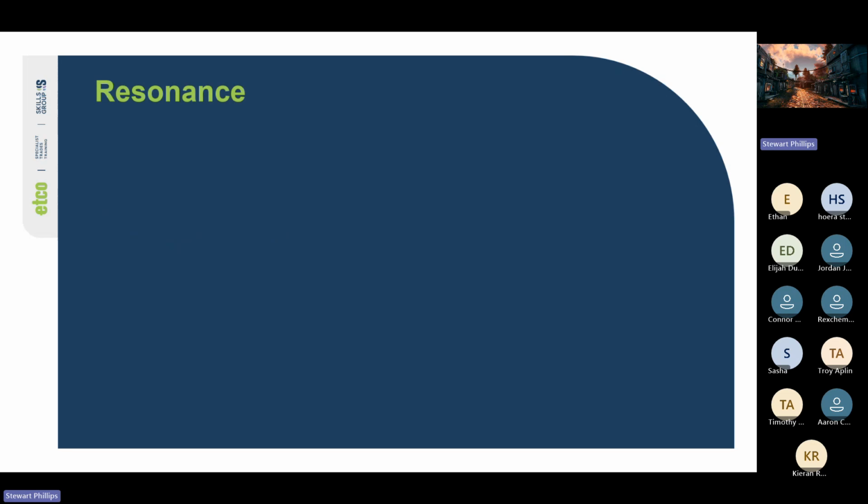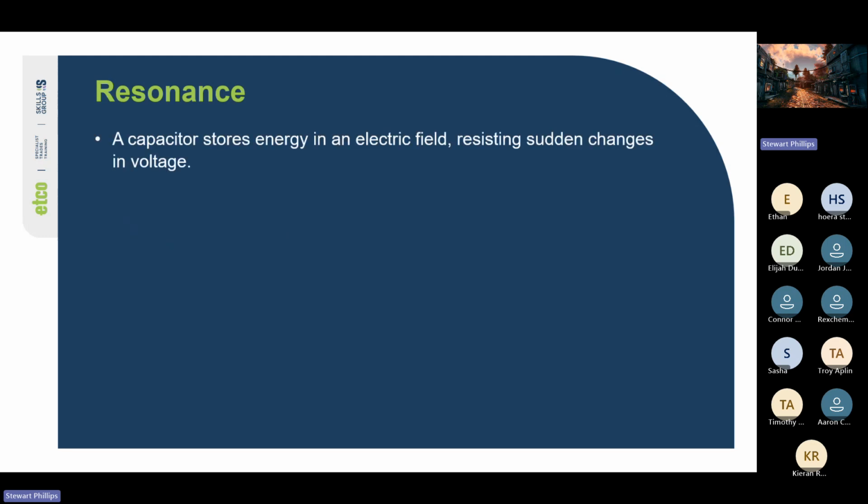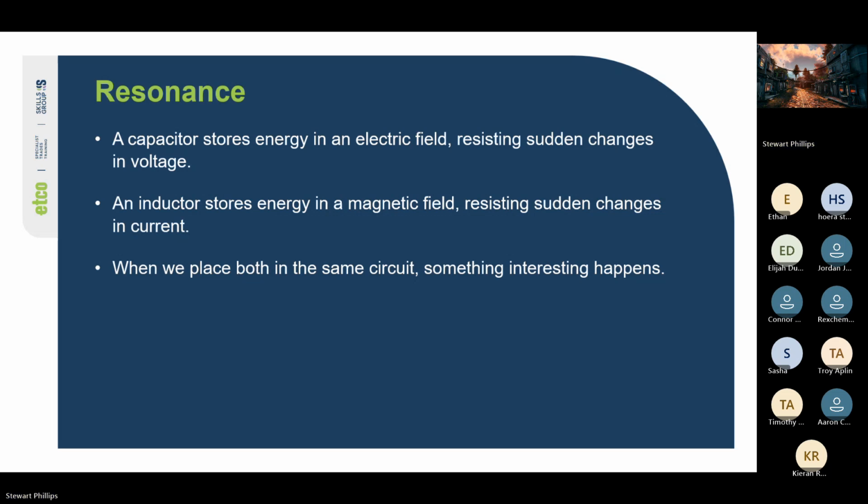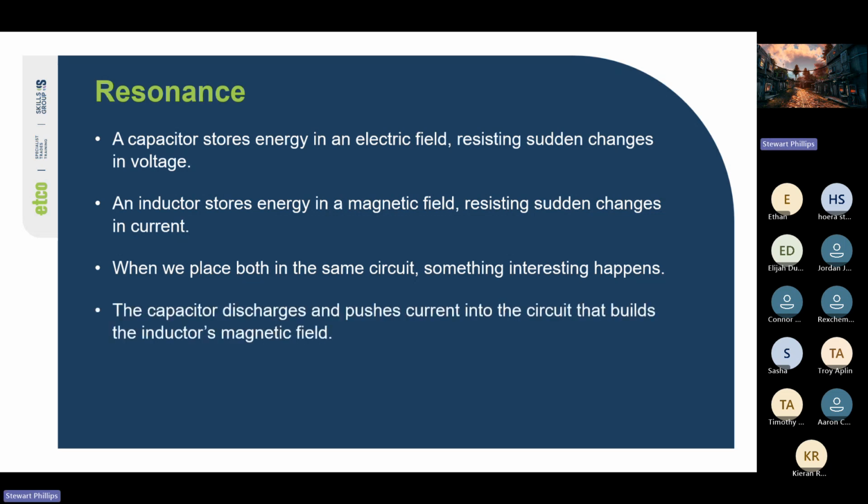Cool. So we've seen that capacitors and inductors both store energy, just in different ways. The capacitor stores it in an electric field, resisting that sudden change in voltage, whereas an inductor stores the energy in a magnetic field, resisting sudden changes in current. If we put both in the same circuit, we get some interesting things happening. The capacitor discharges and pushes current into the circuit that builds the inductor's magnetic field, and as the inductor's field collapses, it pushes current back, recharging the capacitor.